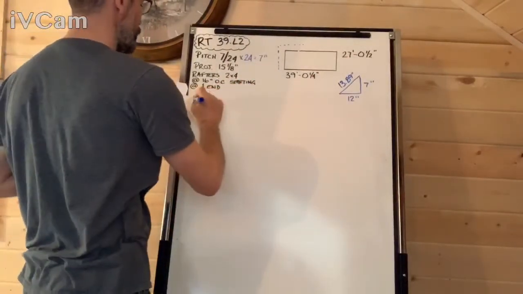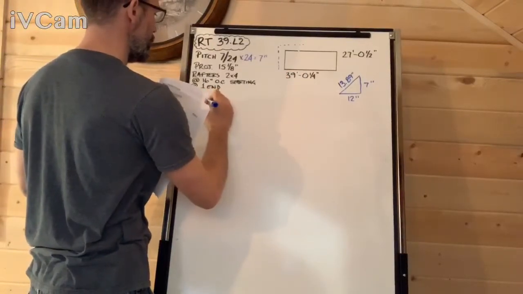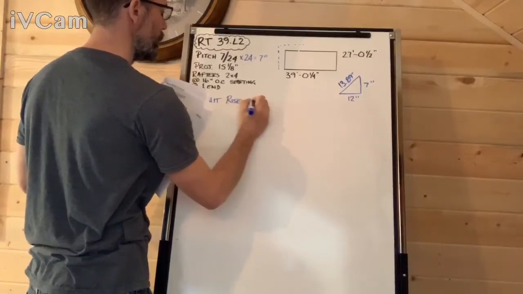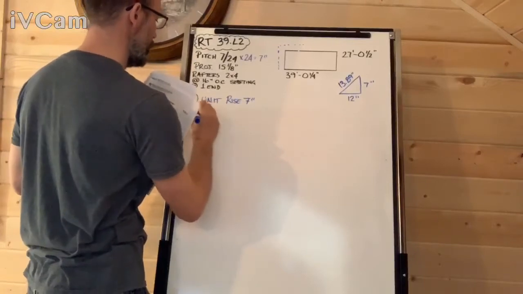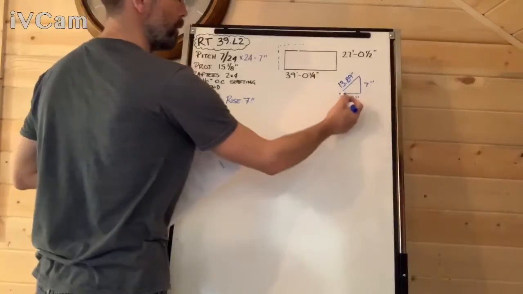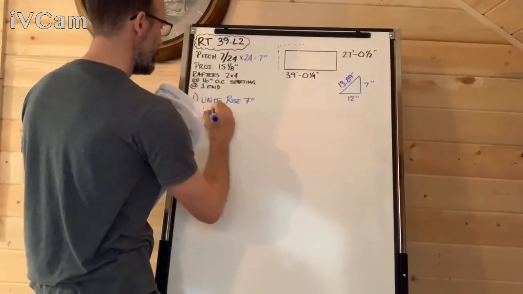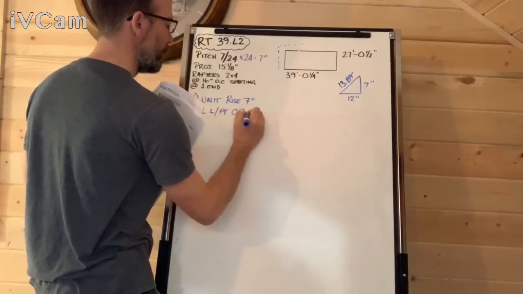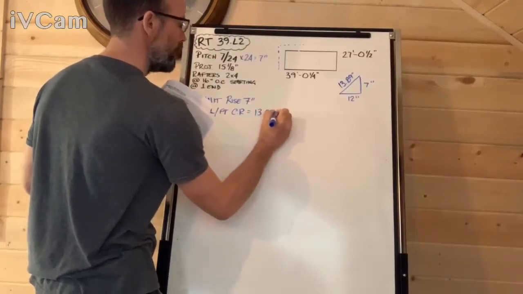So number one, we figured it out right off the bat. Unit rise, 7 inches. Number two asks us for the length per foot of the common rafter. So our line length per foot of common rafter is equal to 13.89 inches.